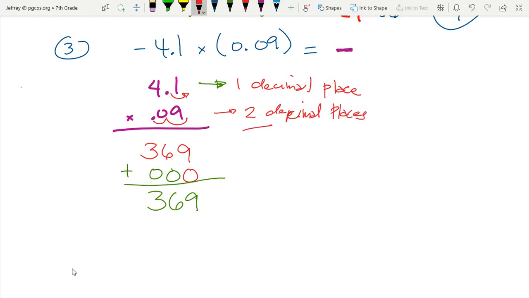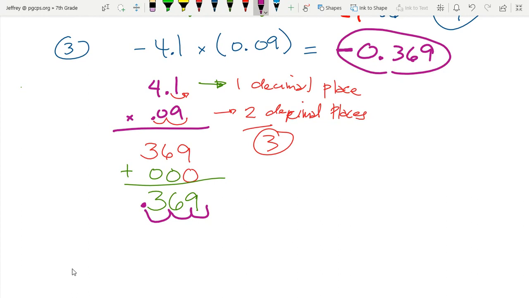So how many total? We have 3 total. So that's what we need to put here. Starting from the right, we're going to count 1, 2, 3. This is where the decimal is. So our answer is 0.369. Easy. Now, you don't need to write the 0 here before the decimal point. That's just a placeholder. Okay?